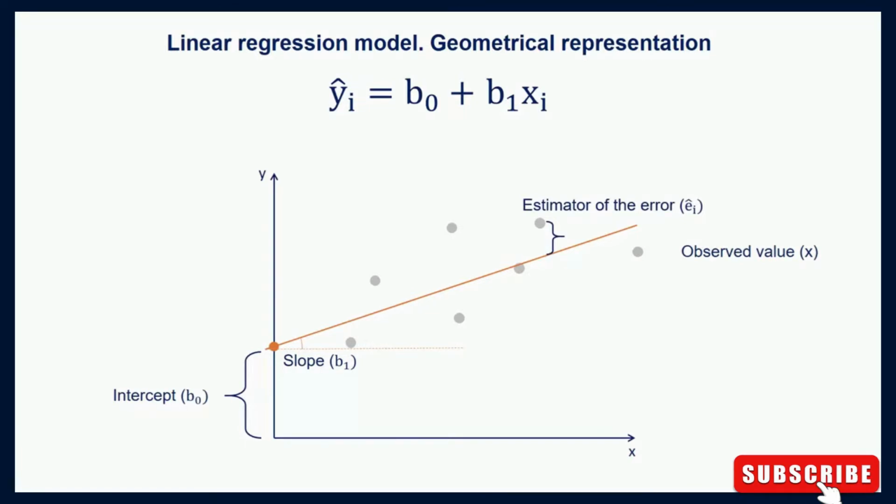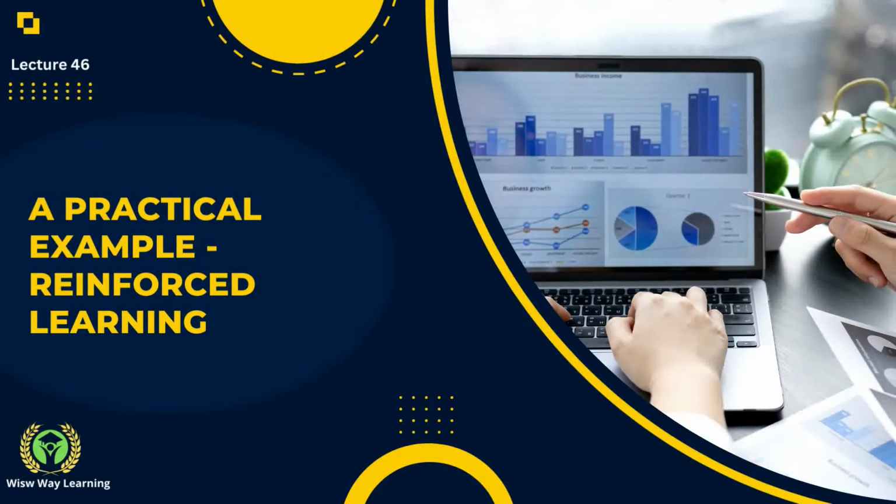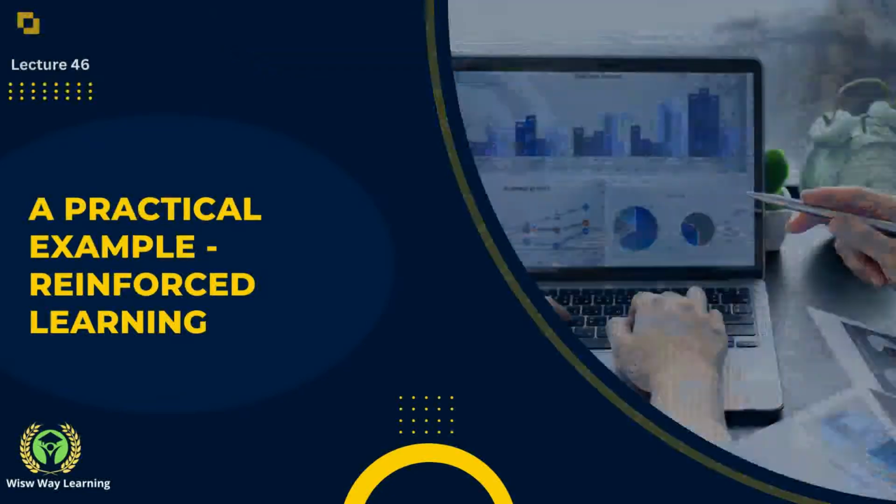Now, if you draw a perpendicular from an observed point to the regression line, the intercept between that perpendicular and the regression line is a point with a y value equal to y hat. As we said earlier, given an x, y hat is the value predicted by the regression line. Okay, our next lesson will be an example of what we have seen so far. Lecture 46. A practical example, reinforced learning.